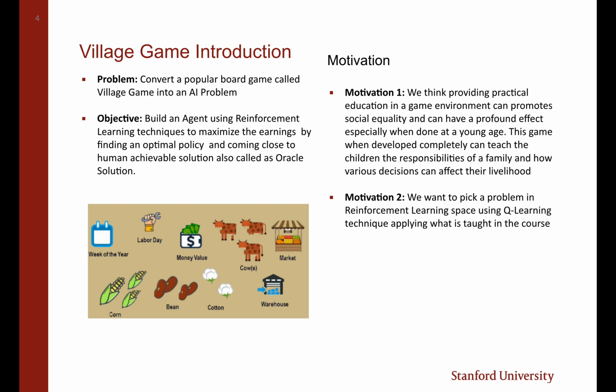One is we feel once this game is produced and children start to play, it can have huge social implications. They learn to make decisions, learn and understand about farming, and at the same time, understand the responsibility of maintaining a family. What is the other motivation? This problem gives us a perfect opportunity to apply the reinforcement learning techniques learned in the class.